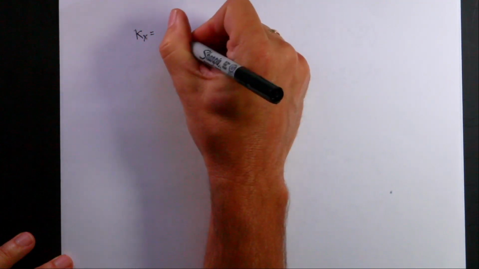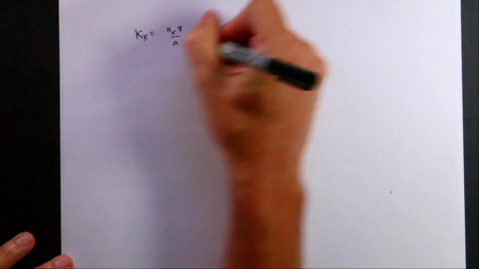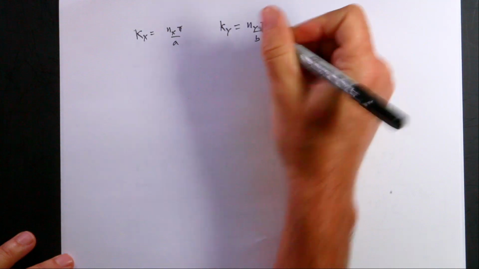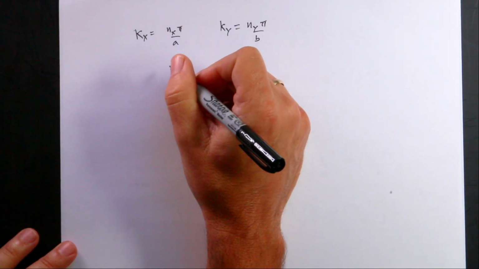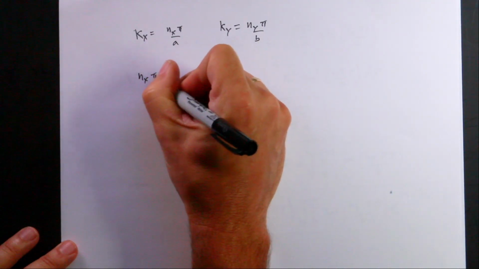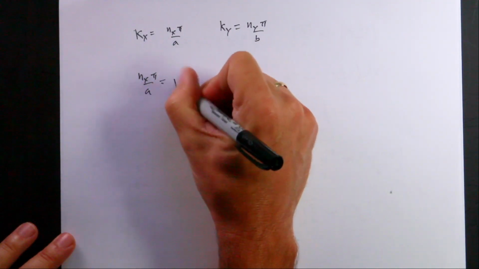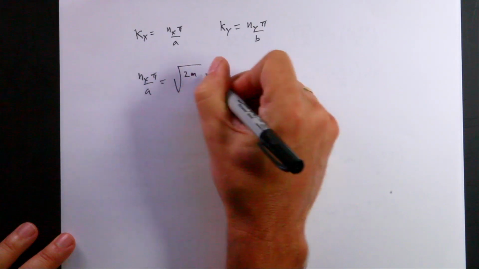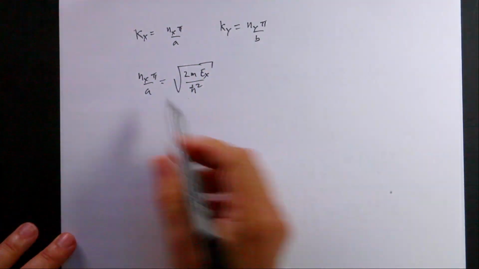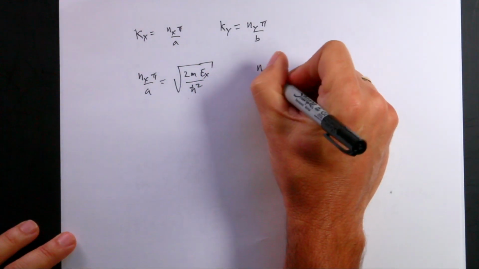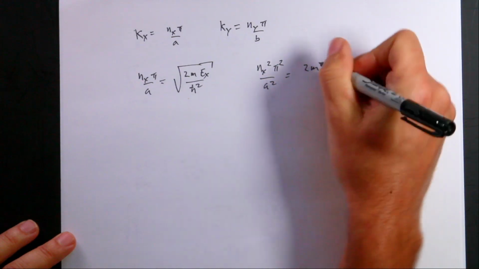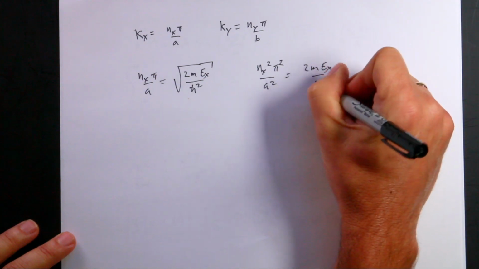Okay, so I have k_x equals n_x pi over a, k_y equals n_y pi over b, and then I said, what did I say? k_x, so it's n_x pi over a equals the square root of 2m E_x over h bar squared. That was a substitution I made. So let's just square both sides and solve for E_x. I get n_x squared pi squared over a squared equals 2m E_x over h bar squared.